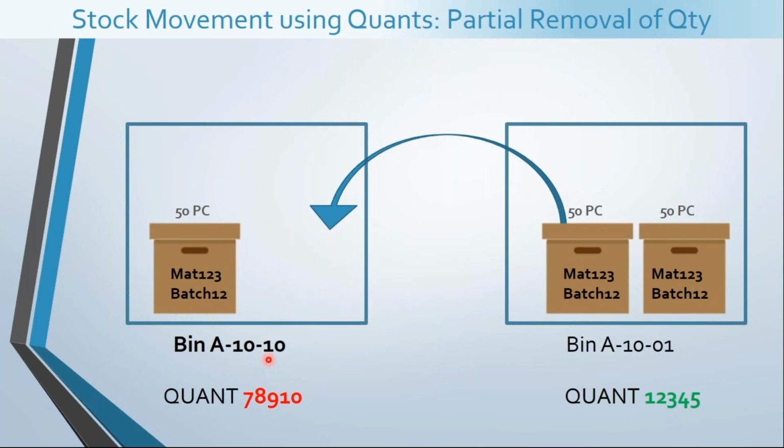Okay, but if we remove a partial quantity, so let's say out of these 100 pieces, I only move the first box. So I only move the 50 pieces to a different bin. Then because system still needs quant 1, 2, 3, 4, 5 for this bin, it cannot be created in this bin as well. So what it does is it has to create a new quant here. Let's call it 7, 8, 9, 10. And then this quant 7, 8, 9, 10 would have 50 pieces, and the quant 1, 2, 3, 4, 5 would also have 50 pieces after this movement from one bin to another.